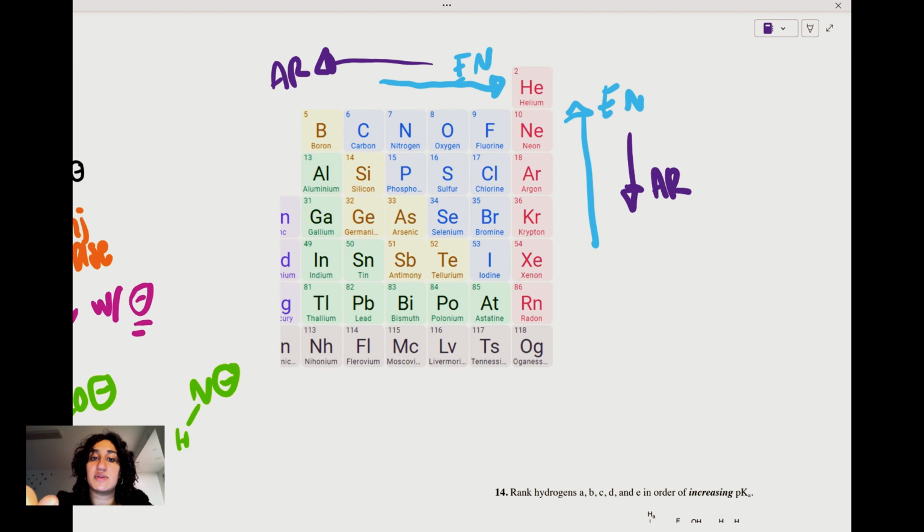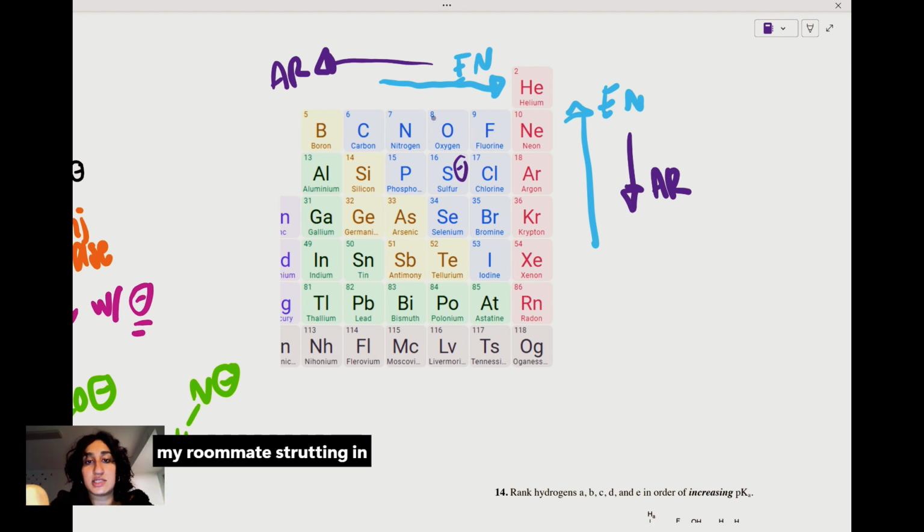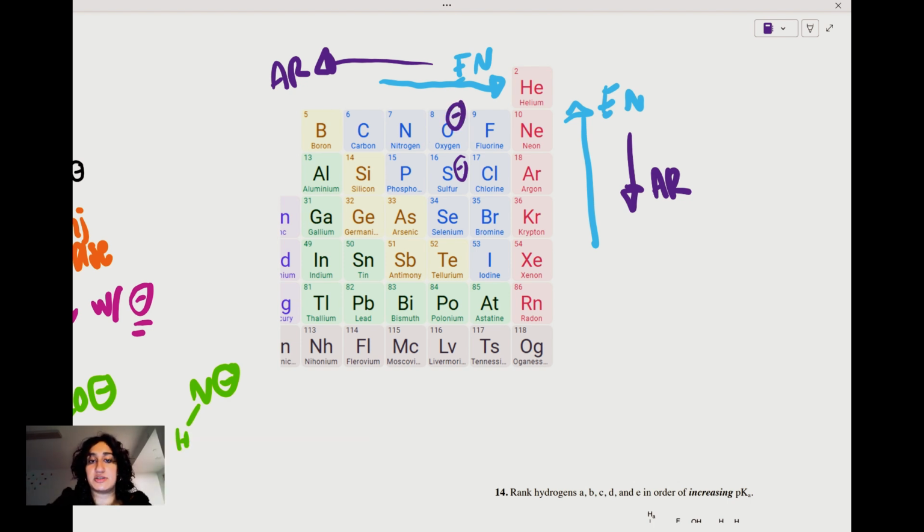So when we're looking between oxygen and sulfur, size matters more. So when you look at things between rows, size matters more, and sulfur is going to be more comfortable with a negative charge than oxygen is. But when we look between oxygen and nitrogen, because they're in the same row, the size difference is not that big, so electronegativity is actually going to matter more. So oxygen is stabler with a negative charge than nitrogen is.